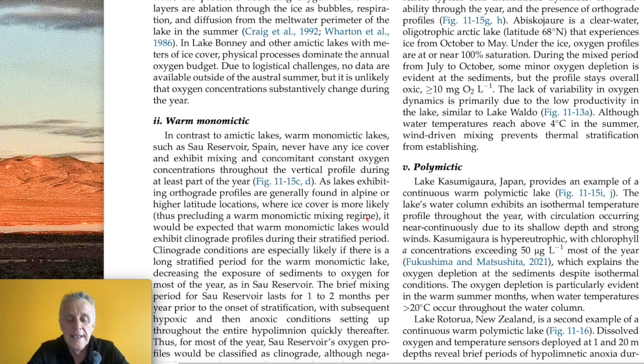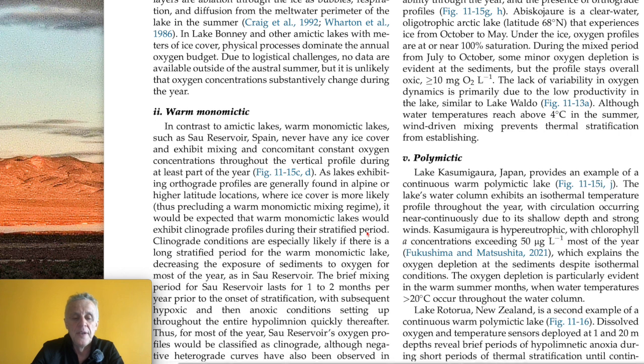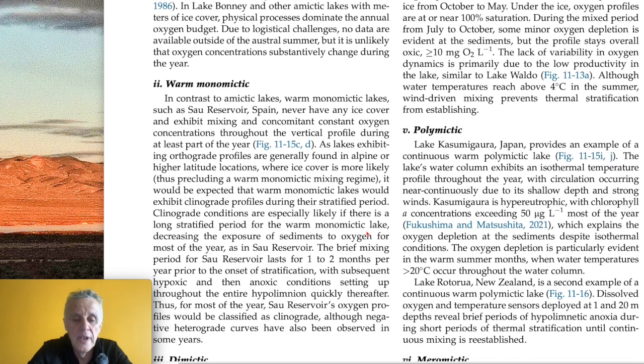Lakes that exhibit orthograde profiles are generally found in alpine or higher latitude locations where ice cover is more likely. It would be expected that warm monomictic lakes would exhibit clinograde profiles during the stratified period. Clinograde conditions are especially likely if there is a long stratified period for the warm monomictic lake, decreasing the exposure of sediments to oxygen for most of the year, as in Sal Reservoir.